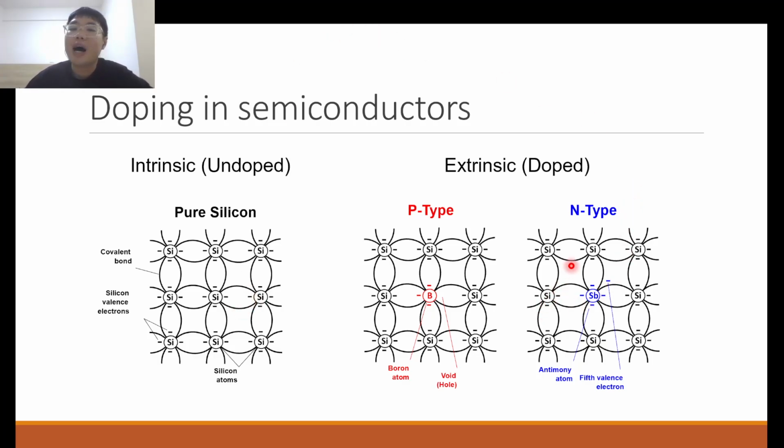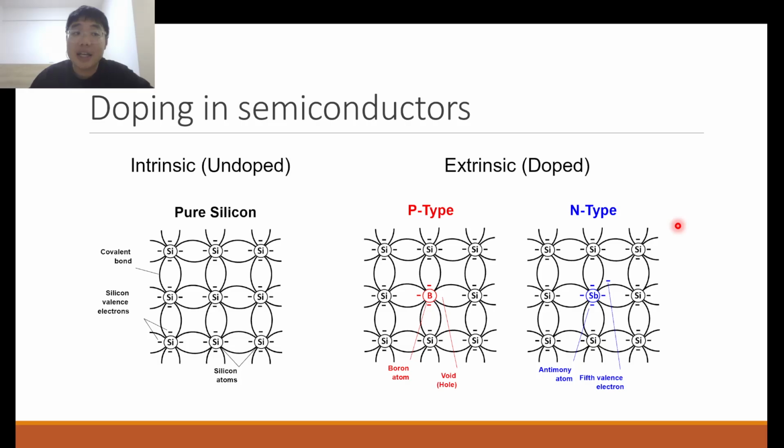Okay. Then we can also consider putting antimony into silicon. Once again, at a substitutional site. It has 5 valence electrons. So after forming the 4 covalent bonds, it has 1 electron left. So where does this electron go? We can think of this electron as being released somewhat from the antimony atom.